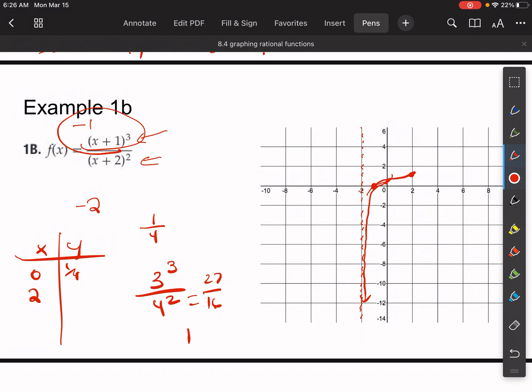And then maybe I'll plug a 4 in just for fun. So if I plug a 4 in, I'll be at 5 to the 3rd power over 6 squared. Okay, so that's 25 times 5, which gives you 125 over 36. 36 goes into 125, well, a little over 3 times. So at 4, I'm up here somewhere in the high threes. I'm not being super accurate, but this is kind of what's happening. It's going off like that.